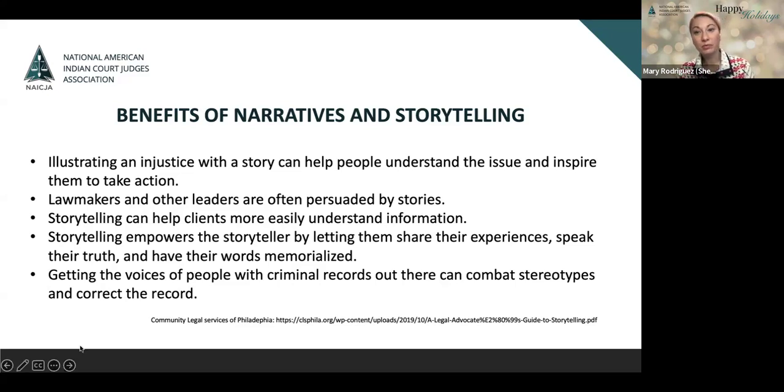Getting the voices of people with criminal records out there can combat the stereotype and correct the record, because I think a lot of the news stories and headlines out there say that all criminals are bad people and they have nothing to give to the world. So when you are dealing with clients in criminal situations, you're able to get their voice and their story out there. You're able to humanize that person.